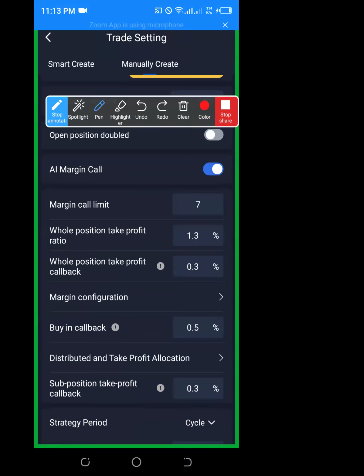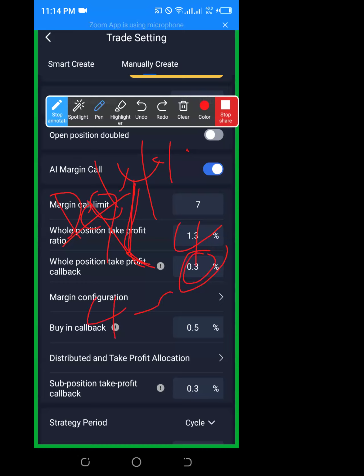The take profit callback. If you put a 4 here, when the value of the asset goes up by 4%, the robot will not sell the asset. But as the asset tries to go down, this is what we call a decline in the profits you are making. If you put 0.3 here, 4 minus 0.3, the robot will give you 3.9. Give you 3.7 profits.